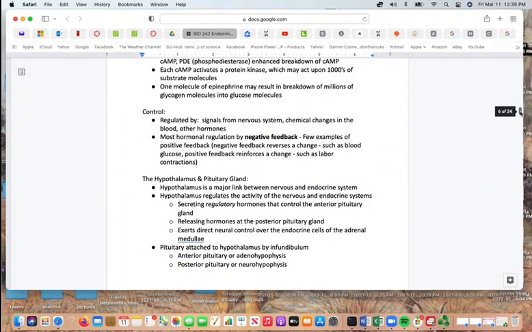So control of endocrine signals, they can be regulated by signals from the nervous system, as well as chemical changes going on in the blood or other hormones. Most hormonal regulation is going to operate with negative feedback. So it's going to detect a change and attempt to reverse it. That is most examples in the body. There are a few where you have positive feedback loops, such as labor, where you would increase the contractions.